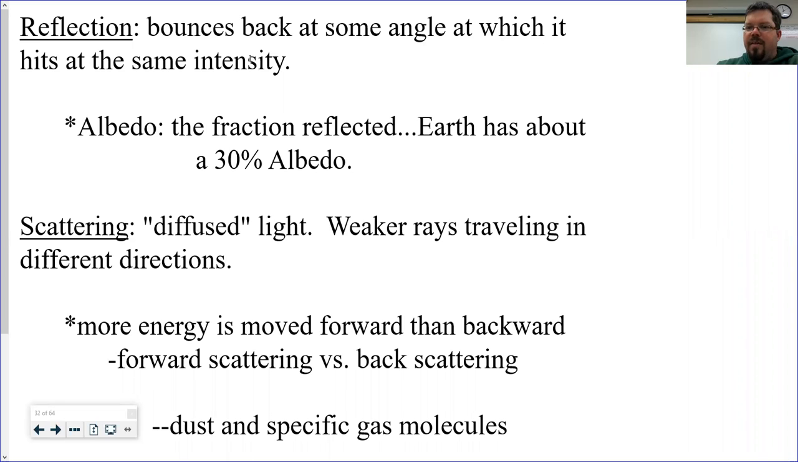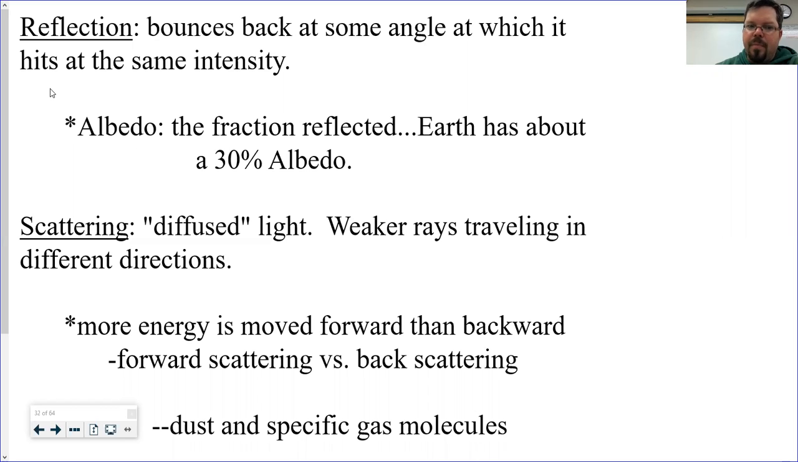So reflection and scattering, let's discuss that a little further. Reflection is where radiation bounces back at some angle at the same intensity. As radiation hits a surface, atmospheric gases, any reflective surfaces on our planet, or clouds within our atmosphere, that which is reflected back bounces off at the same intensity. It doesn't affect the intensity of the energy that's carried with it.